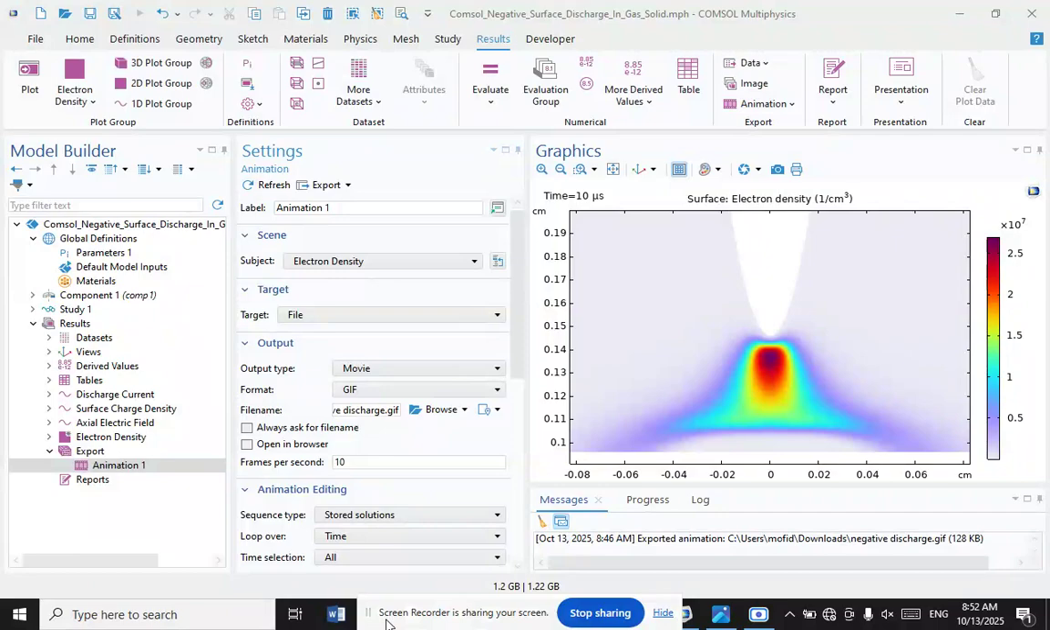The next one is influencing factors and pressure. As gas pressure increases, the frequency of collisions between negative ions and other particles increases, leading to more electron detachment and a saturation of the insulation performance.